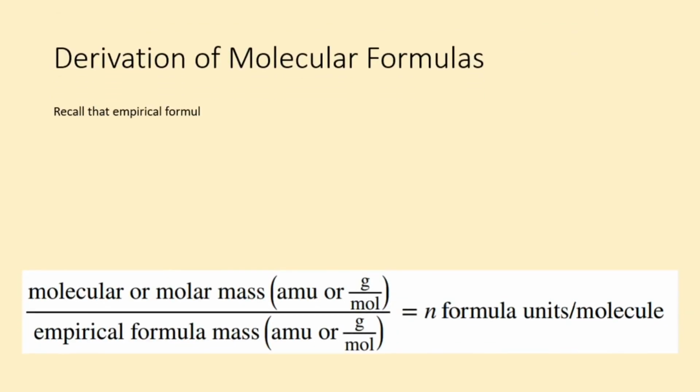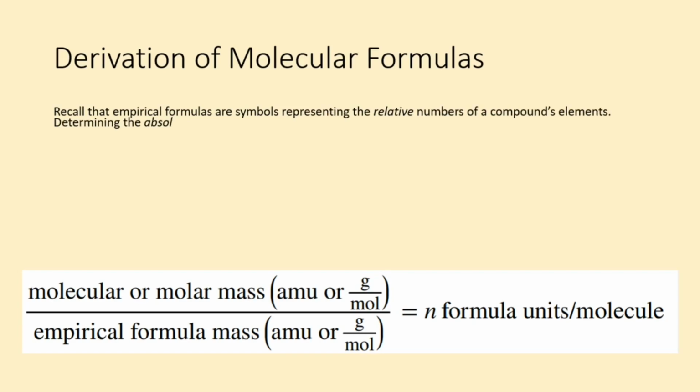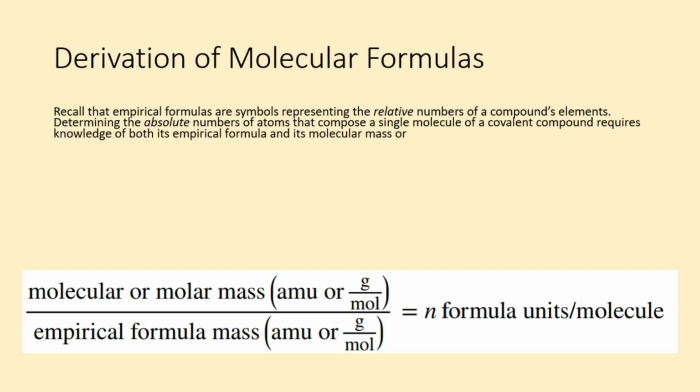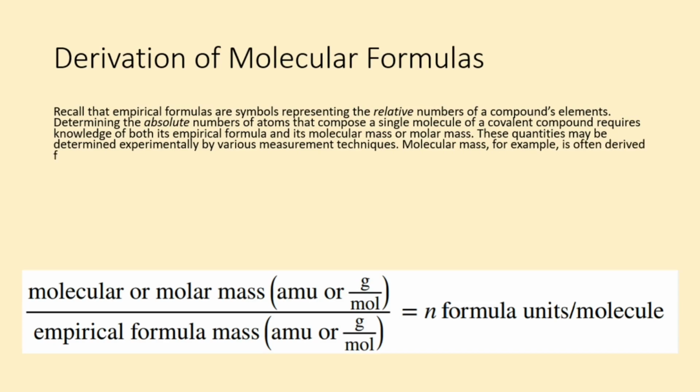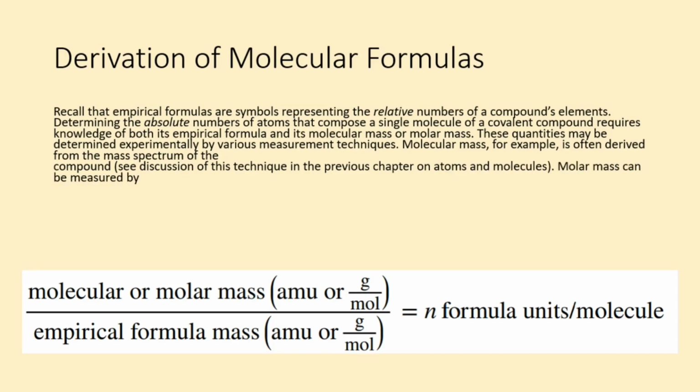Derivation of molecular formulas. Recall that empirical formulas are symbols representing the relative numbers of a compound's elements. Determining the absolute numbers of atoms that compose a single molecule of a covalent compound requires knowledge of both its empirical formula and its molecular mass or molar mass. These quantities may be determined experimentally by various measurement techniques. Molecular mass, for example, is often derived from the mass spectrum of the compound. See discussion of this technique in the previous chapter on atoms and molecules.